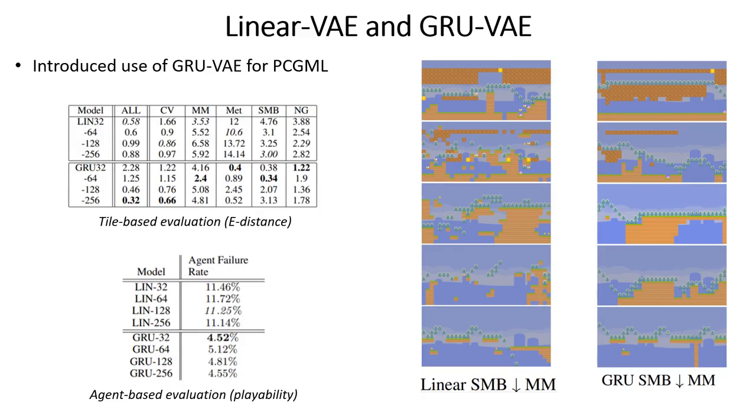Qualitatively, we have here example interpolations between Mario and Mega Man using both models. We see that the levels, and especially the paths produced by the GRU model, are less noisy, but the linear model produces a more discernible interpolation where one domain very clearly and obviously blends into the other.